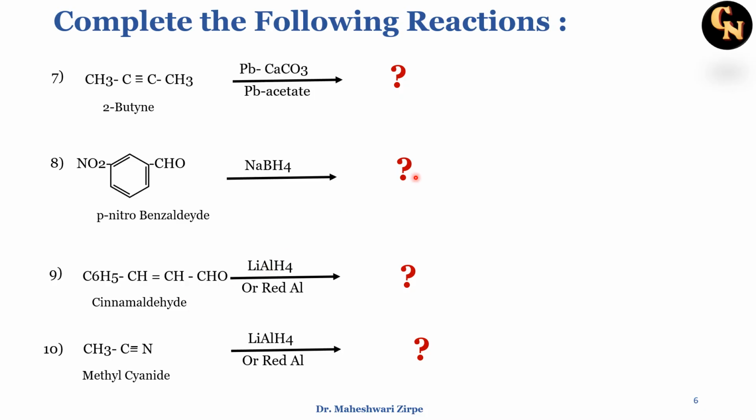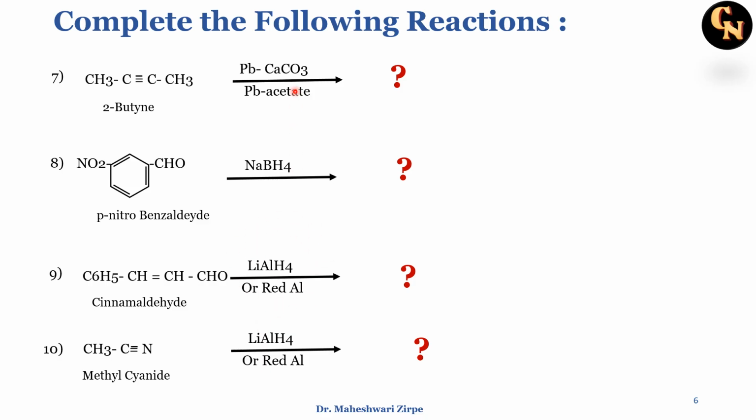So the 7th, 8th, 9th questions, if you see, the 7th one is 2-butyne and the catalyst. Now we have to always see the catalyst or reagents which are given on the arrow. So here it is barium or calcium carbonate, and the catalyst which is used here is known as Lindlar's catalyst, where lead acetate is used. Then similarly the next one, if you see, it is sodium borohydride. Then in the 9th question, they have used lithium aluminum hydride or red aluminum.